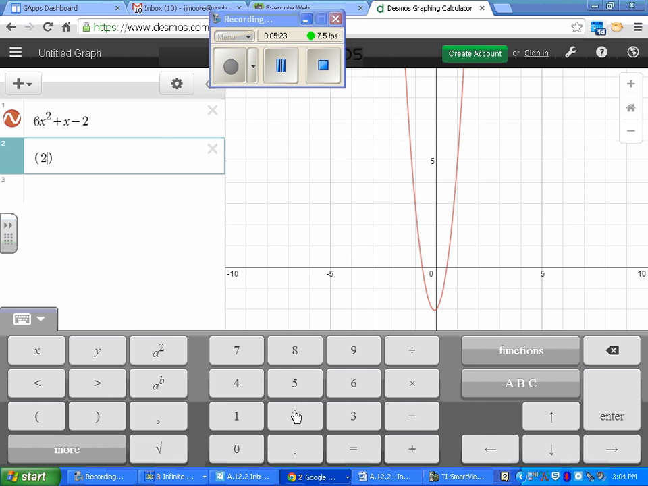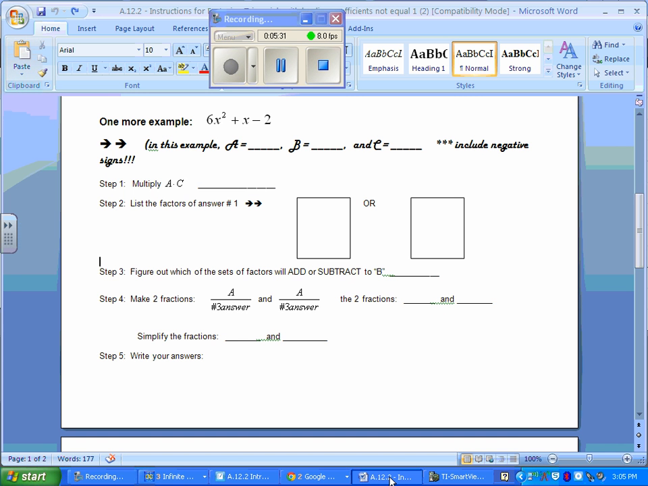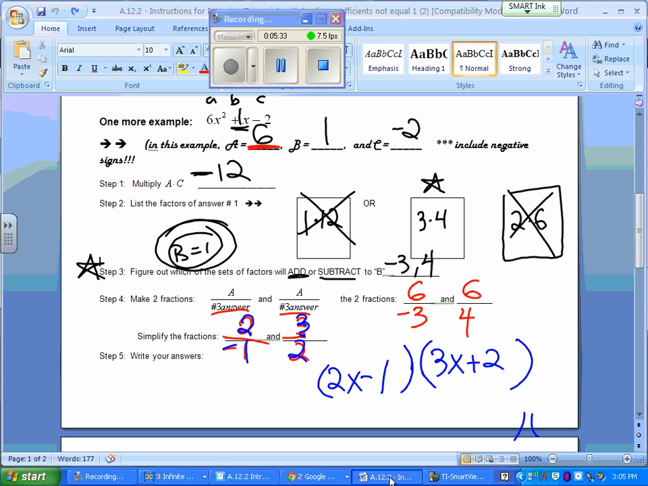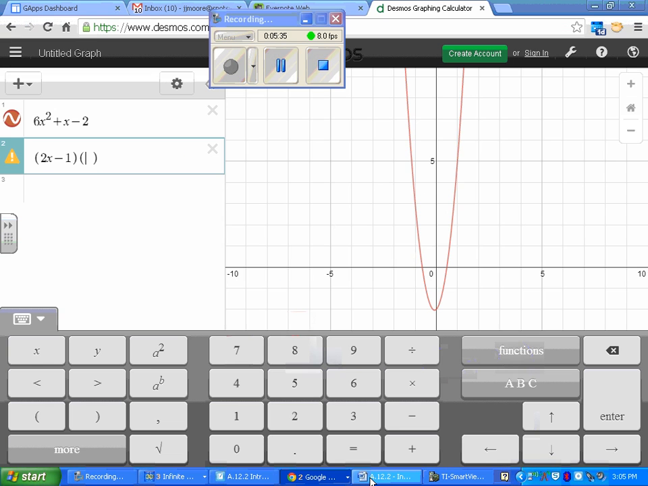So 2x minus 1 and 3x plus 2, I think. I'm awful at remembering these things. 3x plus 2. And once you finish it, it'll graph it automatically.